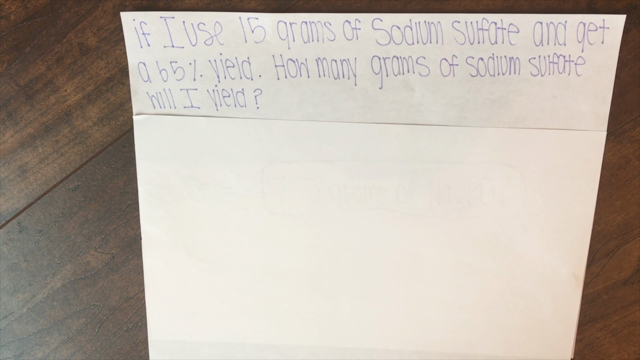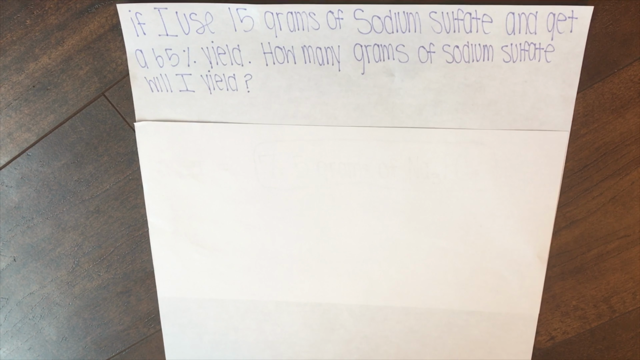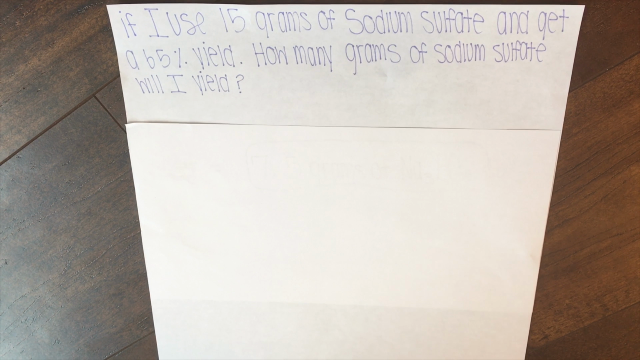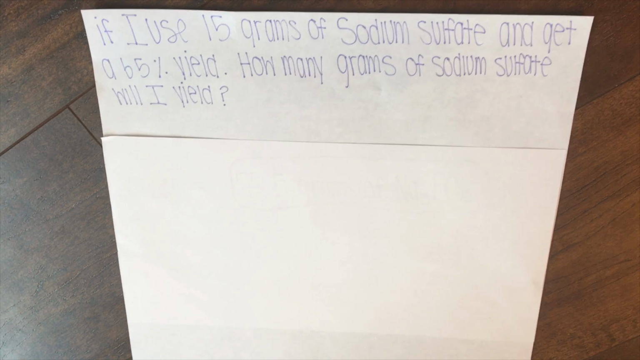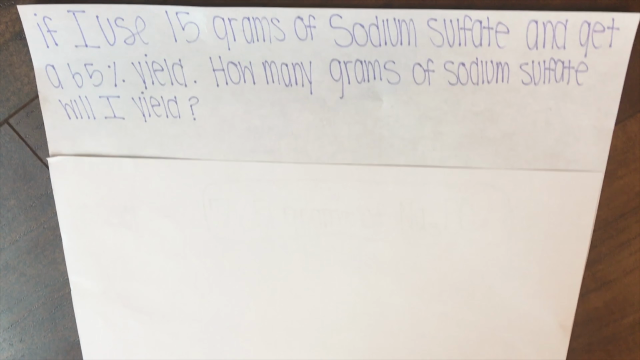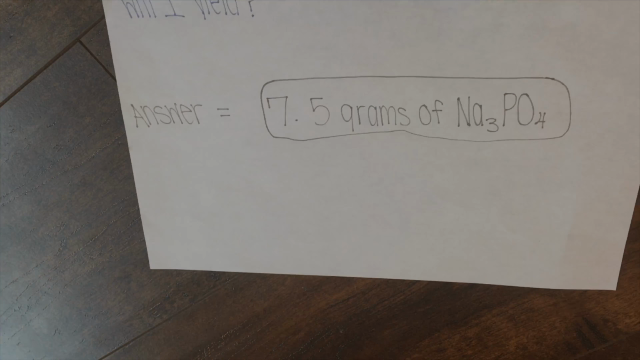I have an extension to this problem you guys can do, which is a bonus problem. If I do this experiment and I use 15 grams of sodium sulfate and get 65% yield, how many grams of sodium phosphate will I yield? Remember, this time you're using the opposing reactant. Pause the video and I'll put the answer in the next slide. And the answer is 7.5 grams of sodium phosphate.